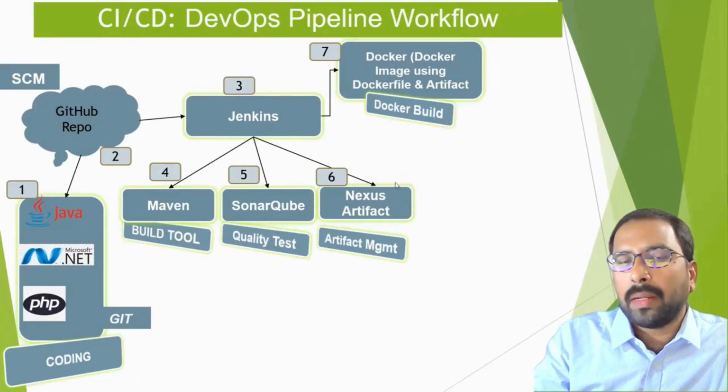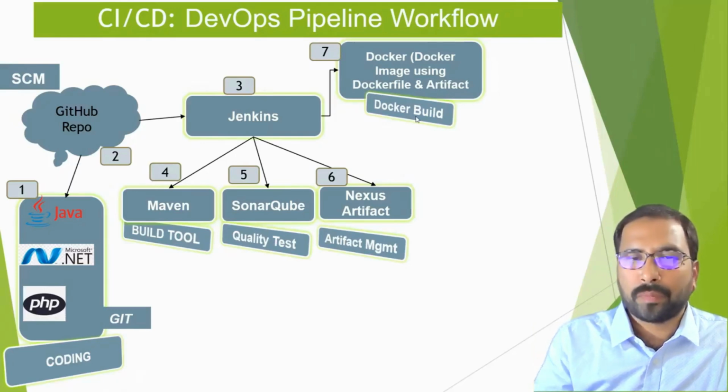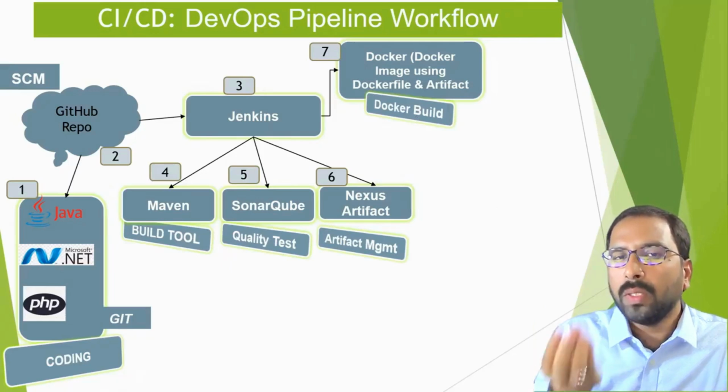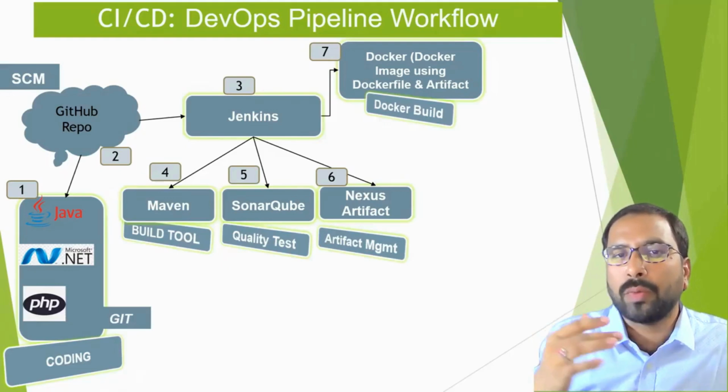Dockerfile and artifact-related dependencies. Based on that, it is going to create the package. Okay. Using Docker, Jenkins, what is it going to do? Using Docker, it is going to create a Docker image. What will be in that image?